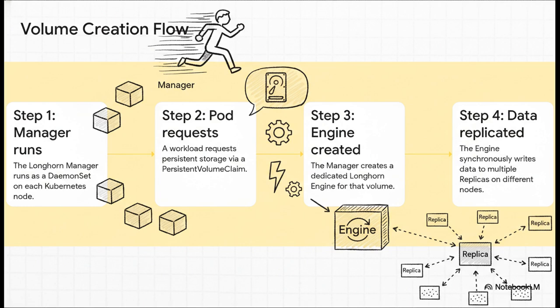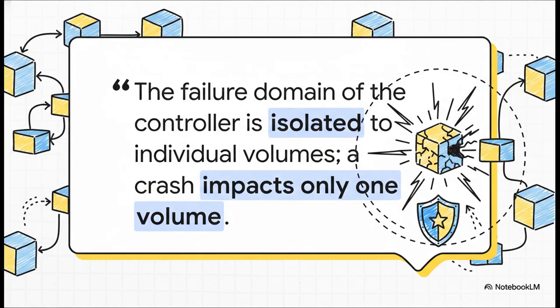That engine then takes over and is responsible for writing all the data to multiple replicas spread across your cluster. It's pretty slick. And this quote right here from the docs, this is the most critical thing to understand about Longhorn's design. Because each volume has its own controller, if one of them fails, it has zero impact on any of your other volumes. This blast radius isolation, it's a huge, huge win for the stability of your whole system.